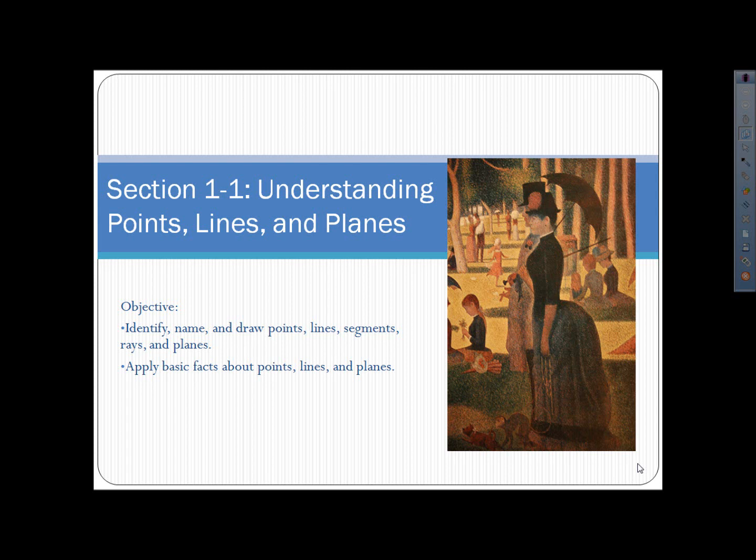Section 1-1, Understanding Points, Lines, and Planes. The objective of this lesson will be to identify, name, and draw points, lines, segments, rays, and planes, and to apply basic facts about points, lines, and planes.